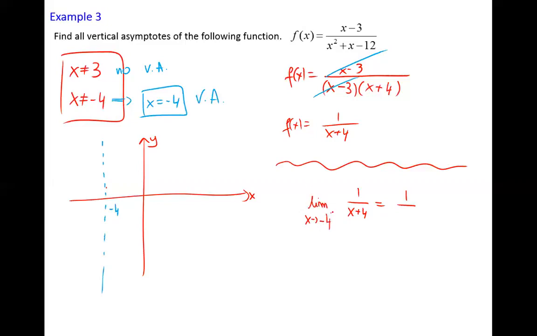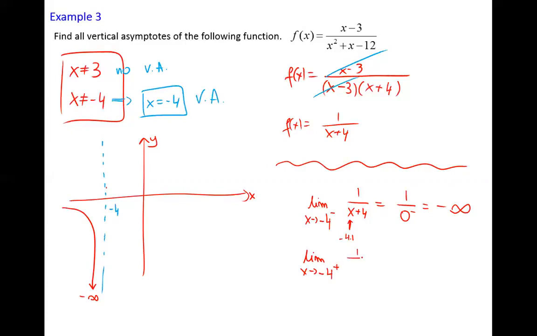Limit of negative 4 from the left hand side. Negative 4 plus 4 is 0, but negative 4 from the left hand side is like negative 4.1. Plus 4 will give me a small negative number. 1 over a small negative number is giving me a big negative number. That means the function is going down, negative infinity.